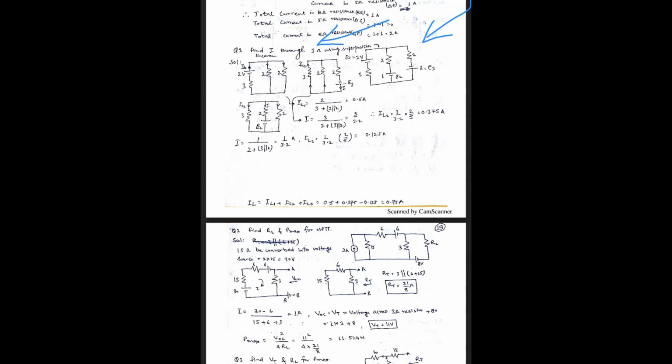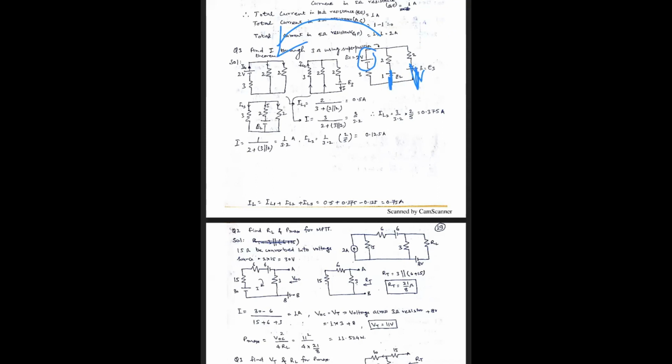Okay, so 3 possibilities are there. First of all, we will make this voltage source active and other two will be short circuited. Okay, so we will get this circuit.